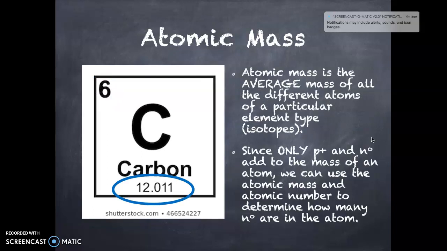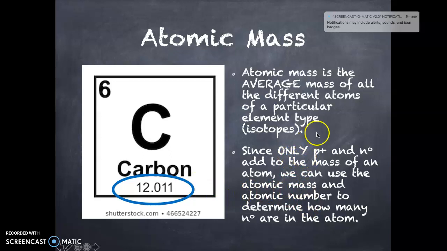Next, we have atomic mass. Atomic mass is the average mass of all of the different atoms of a particular type. These are called isotopes. We're going to talk about isotopes a little bit later in this unit and get more specific about it. But right now, just know that the reason that there is a decimal is because it is an average. It's a combination of many different masses all added together and averaged out.